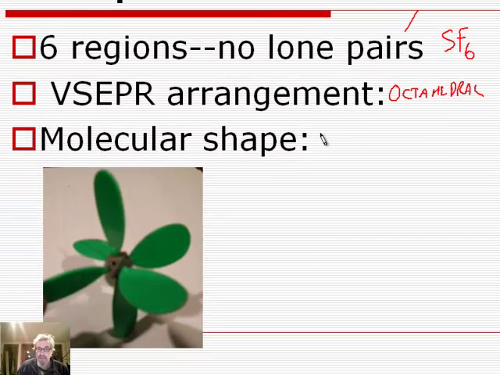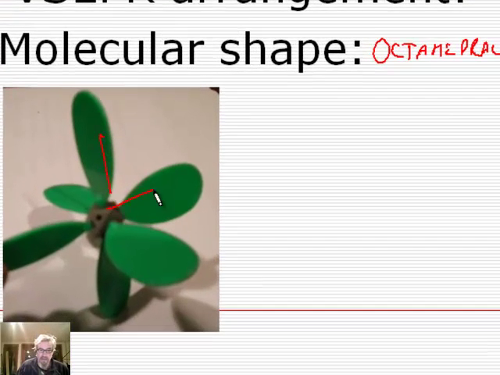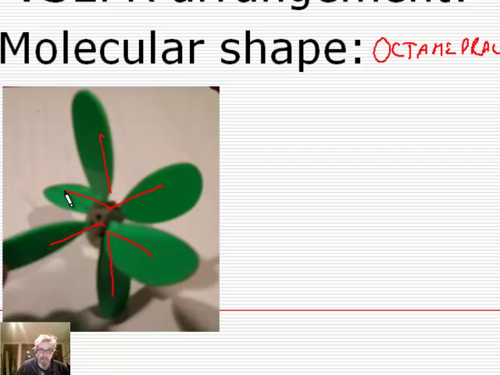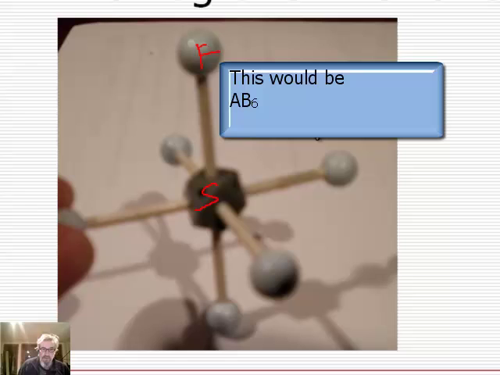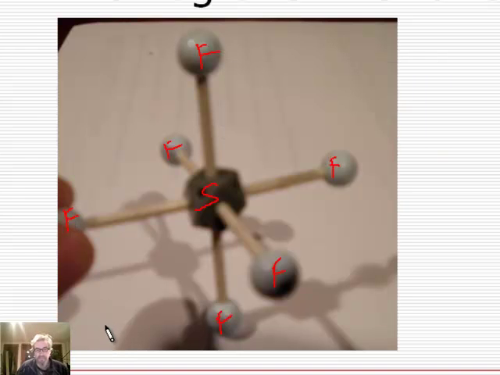And because all of these are bonds, the molecular shape is also called an octahedral. So bond here, bond here, bond here, bond here, bond here, bond here. Bonds to fluorines on the outside, sulfur in the middle. Everything's a bond. Picture the actual molecule. There's a sulfur, fluorine there, fluorine there, fluorine there, fluorine there, fluorine there, and a fluorine there.